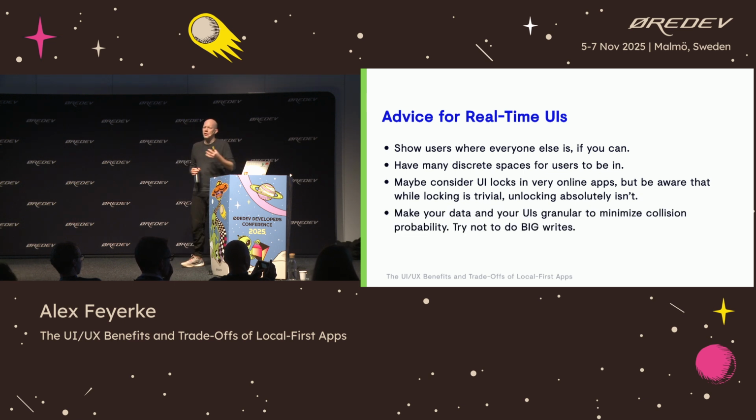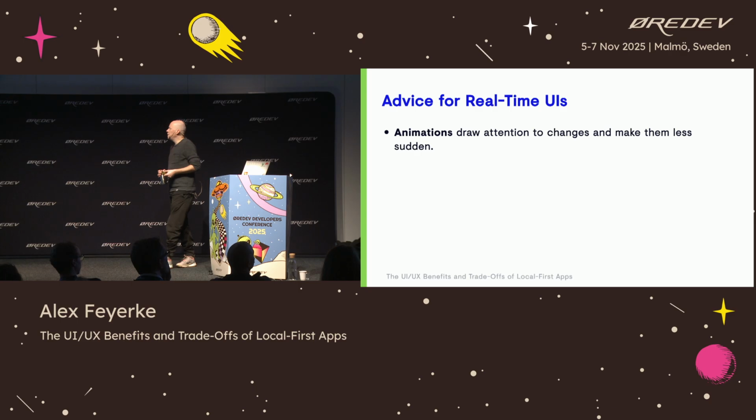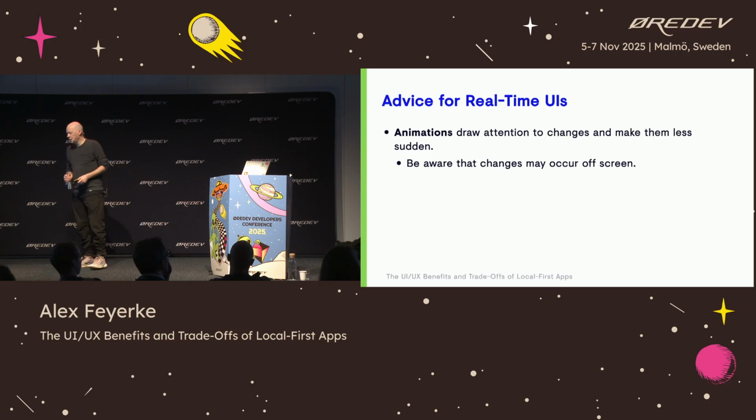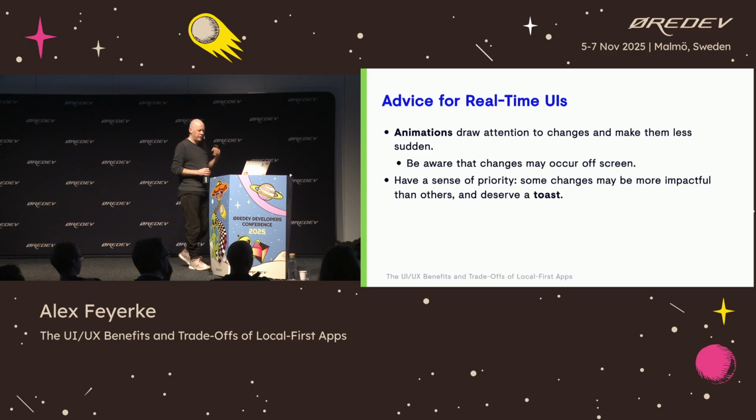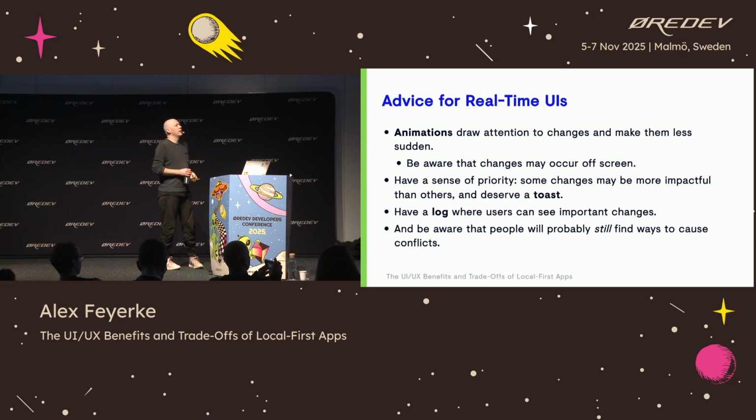Make your data and your UIs granular. Many small things, not few big things. Try to avoid big writes. And also, animations to draw attention to changes and to make them gradual. Be aware that the changes might occur where somebody isn't looking, but also be aware that some changes are important enough to just nag everyone about them. If you can, have history of changes where people can just read up on what happened. Might be interesting. And be aware that people will still be able to cause conflicts. You're not out of the woods yet.